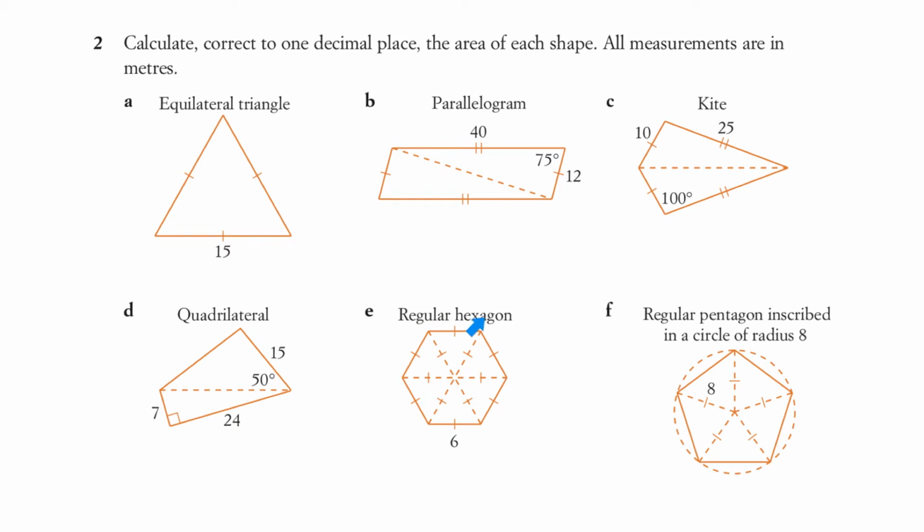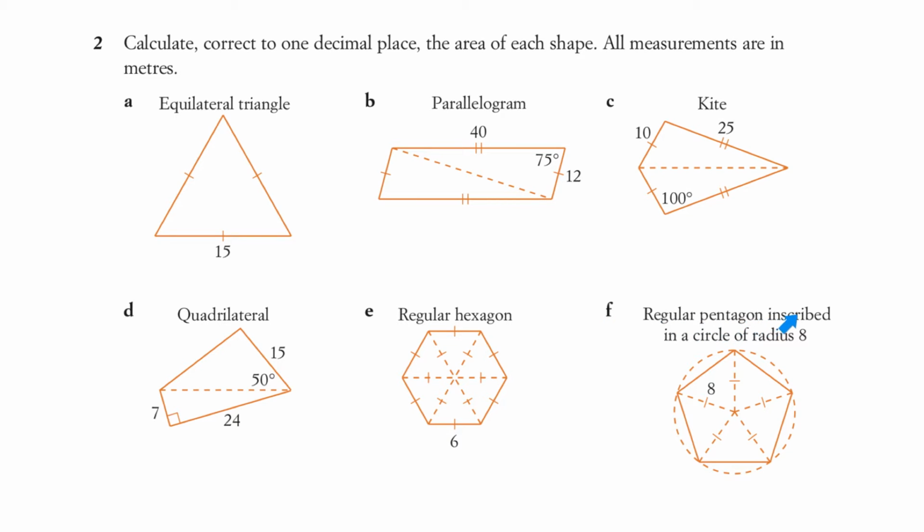E, a regular hexagon. Well, this is a whole bunch of equilateral triangles: 1, 2, 3, 4, 5, 6. We know that these angles within an equilateral triangle, just like number A, are 60 degrees. So we know that's 6 and that's 6. We find the area of one of them, which will be a half of 6 times 6 and then sine of 60. Then whatever you get as an answer, you multiply it by 6 because we've got 6 of them.